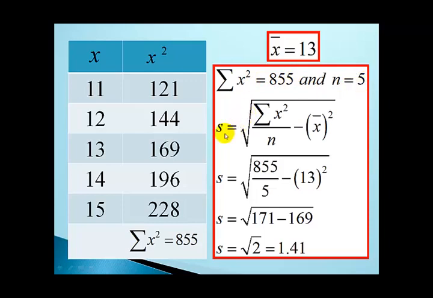So s is equal to the square root of summation x squared over n minus mean square. So we have 855 divided by 5 minus 13 squared. 855 divided by 5 is equal to 171, minus 13 squared which is 169. So s is equal to the square root of 2. And the square root of 2 is equal to 1.41. So you realize that we are getting the same answer as we had when we used method 1.